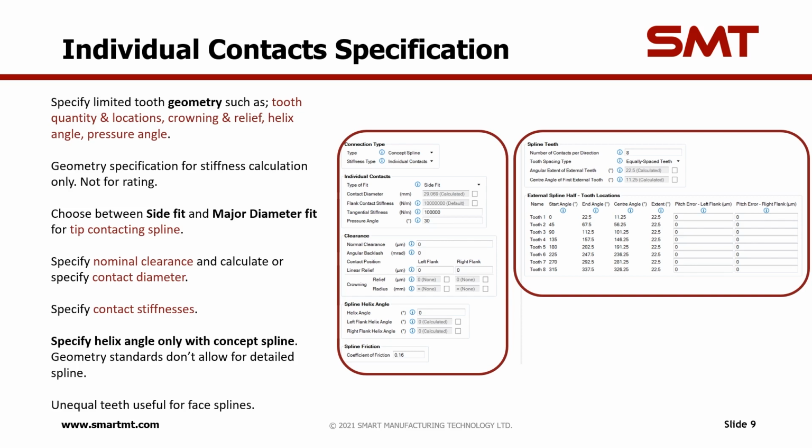It's important to note that the geometry specification that we can see there is for stiffness calculation only. It is not for ratings. We're still not doing any ratings at this stage, at this level of specification. At this stage, we are still using a concept spline. We do have the option as well to choose between a side fit and a major diameter fit. That basically chooses whether we are radially constraining our teeth as well.